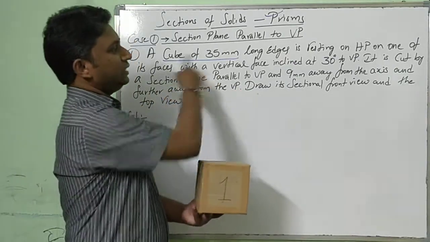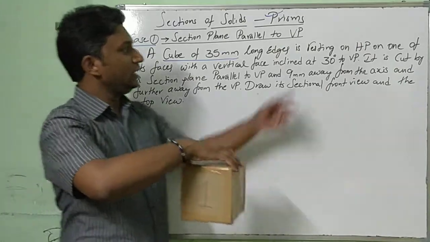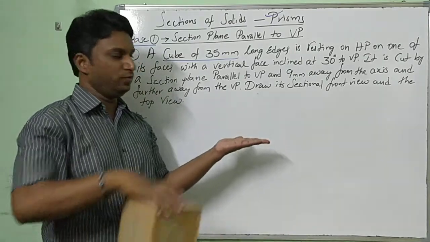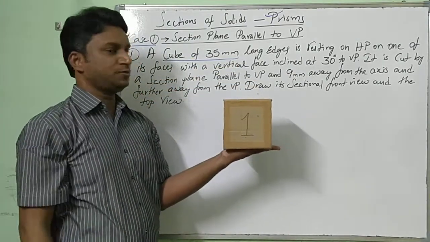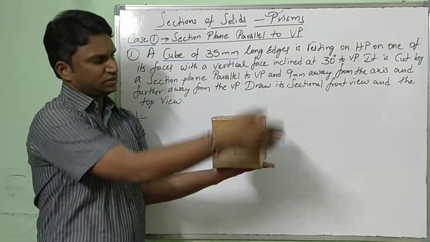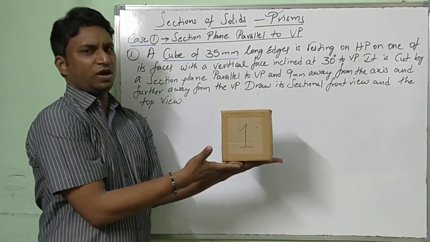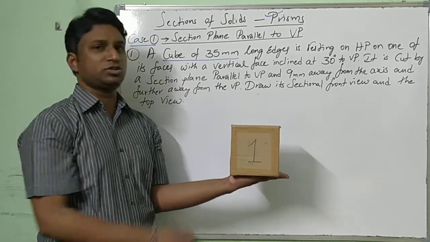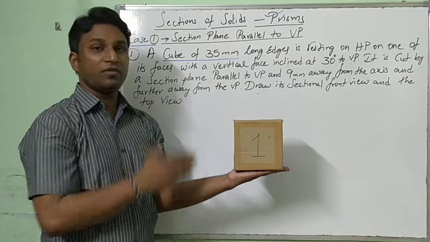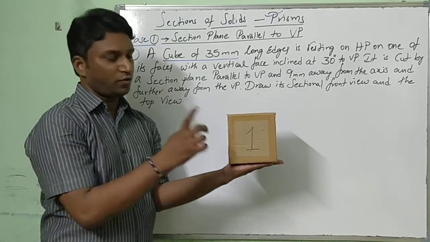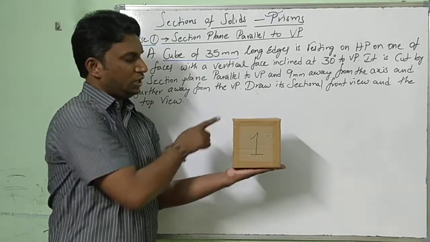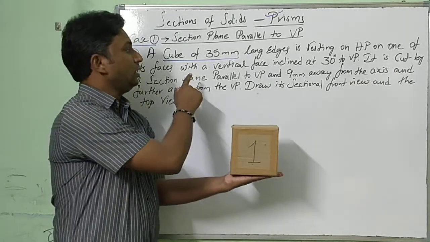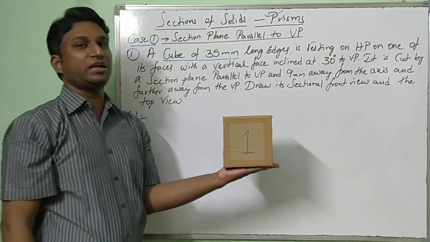Each side, 35 mm long edges, is resting on HP. HP is my palm, VP is the whiteboard, right? It's resting on HP on one of its faces, with a vertical face inclined at 30 degrees to VP. How many vertical faces does this cube have? 4 vertical faces. 1, 2, 3, 4. Now he is giving the condition: with a vertical face inclined at 30 degrees to VP.